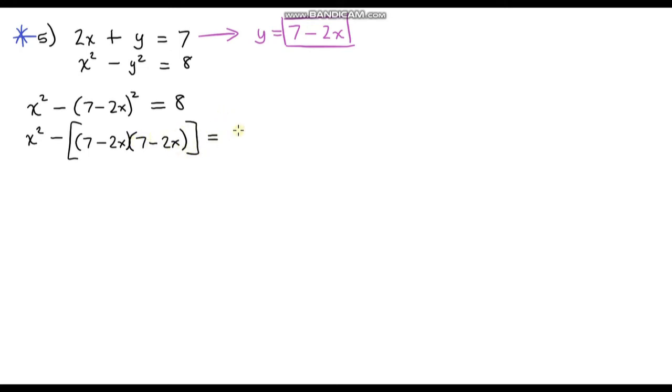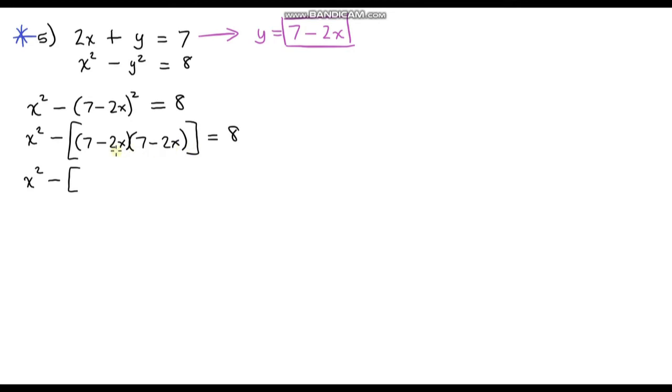And then all of that is equal to 8, because a lot of people do make a mistake with 7 minus 2x squared. They will just square both terms. A lot of students I see will do 7 squared and then just negative 2x squared, which is not correct. Okay, so we have x squared subtract.